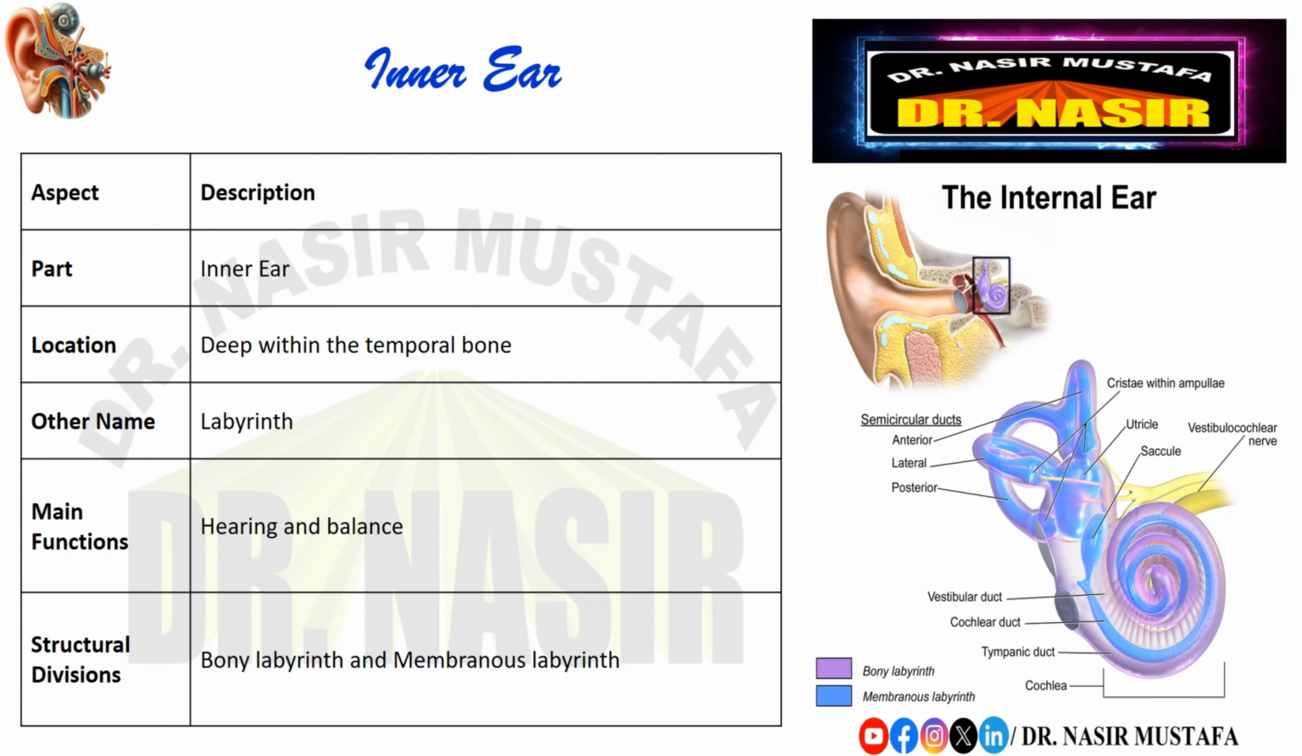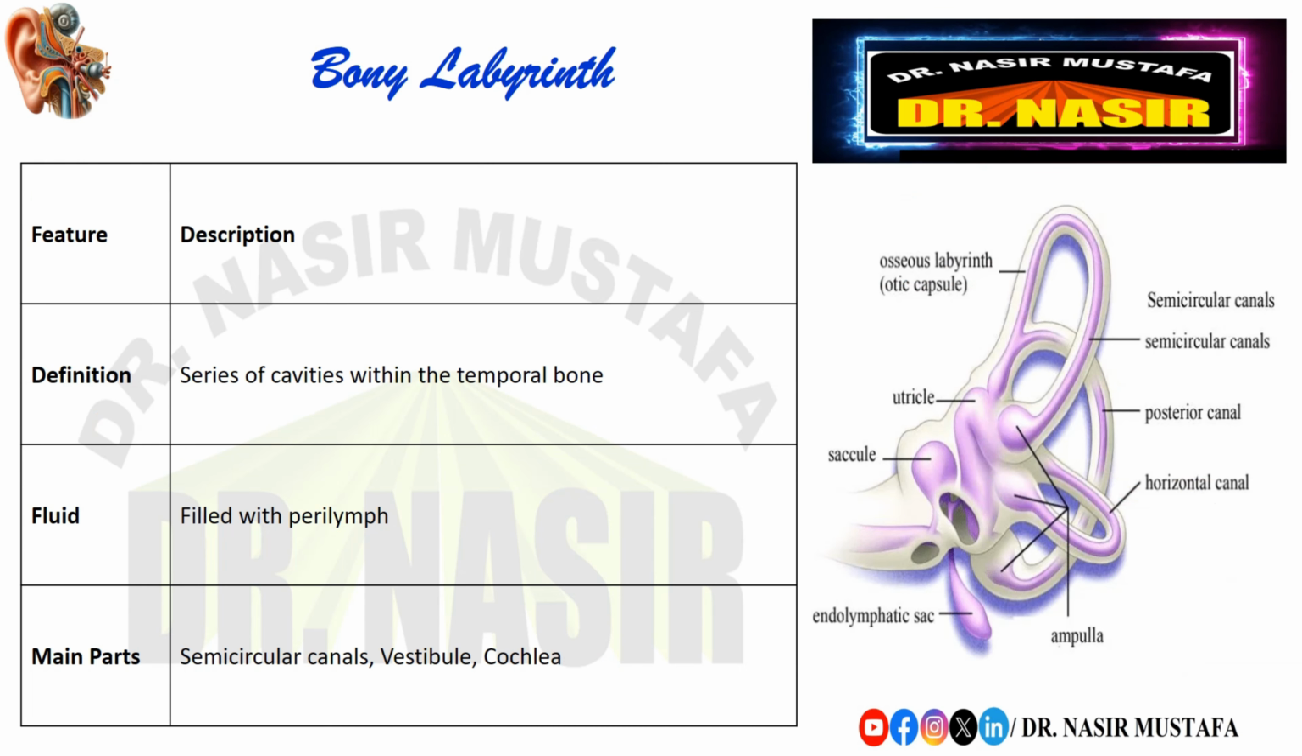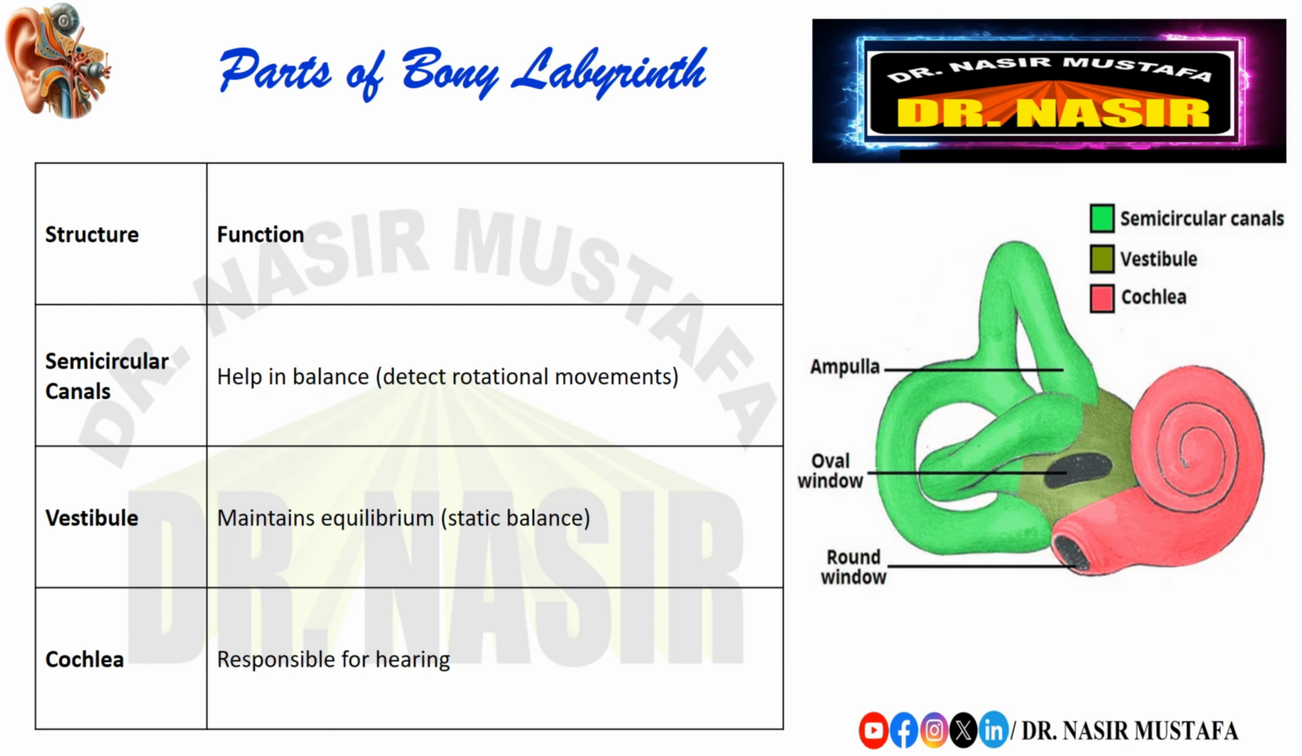Structurally, the inner ear is divided into two parts, the bony labyrinth and the membranous labyrinth. The bony labyrinth consists of a series of cavities in the temporal bone and is filled with a fluid called perilymph. The bony labyrinth has three main parts, the semicircular canals, the vestibule, and the cochlea. The membranous labyrinth is located within the bony labyrinth and is filled with another fluid called endolymph. The endolymph has a high concentration of potassium ions, which is important for the generation of nerve impulses.